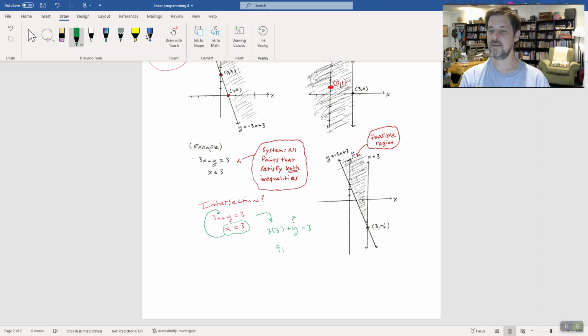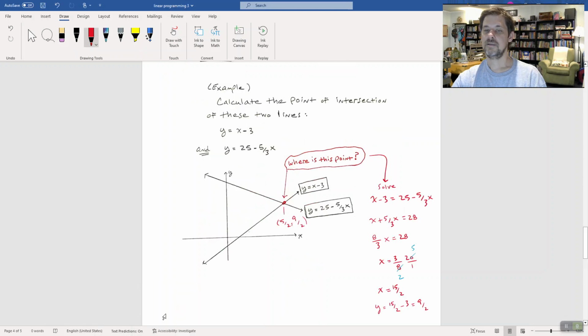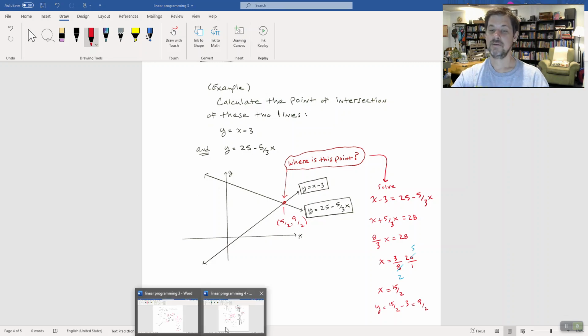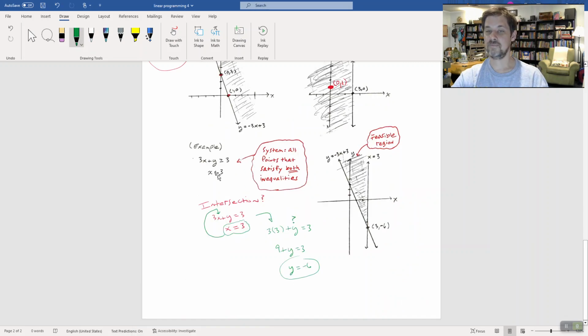So I'll get 9 plus y is equal to 3, and if I solve further, subtract 9 from both sides, I'll get negative 6. So the point of intersection is 3 for x and negative 6 for y. Okay? All right, so that one is a little different than the example I used for the point of intersection in my first video, but if it's like this, do it this way. If one of your equations just tells you what x or y is, then use that in the other equation, okay?